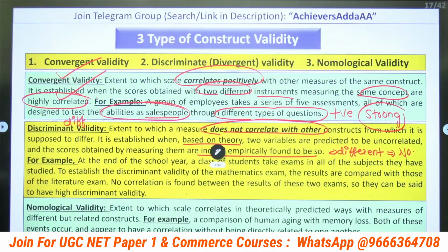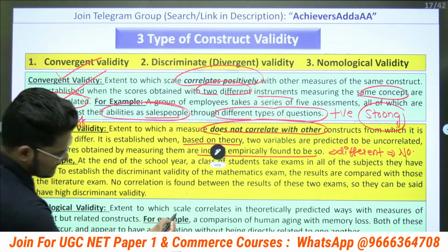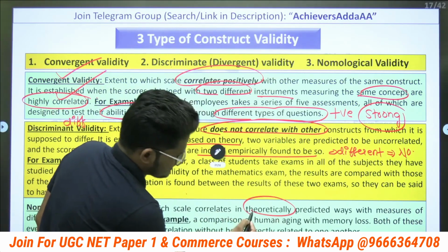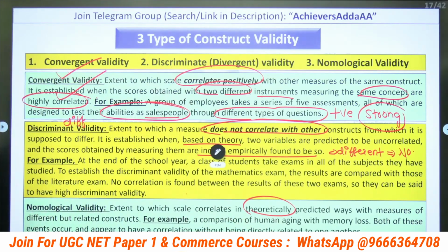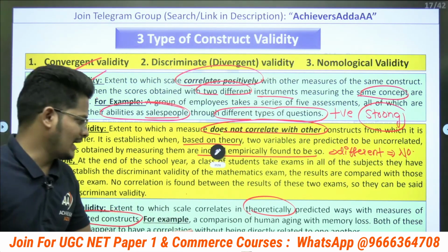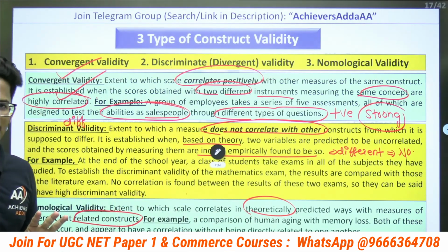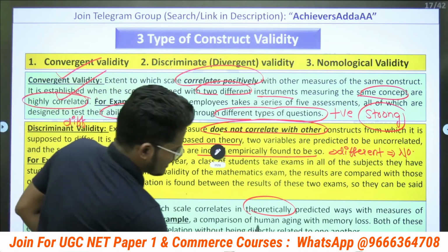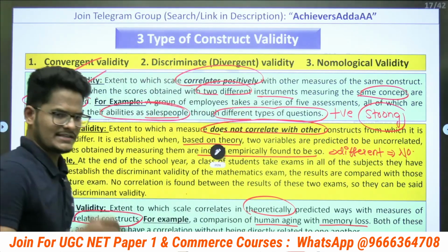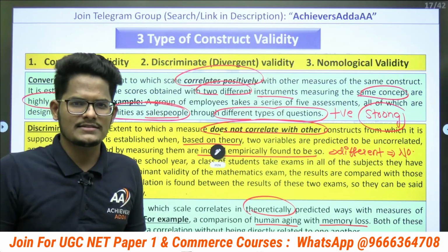Now look at nomological validity: a scale correlates in theoretically predicted ways with measures of different but related constructs only. You will not understand by looking at this statement. A comparison of human aging and memory loss. Look at the things. Human aging and memory loss. Based on the age, whether memory is going to last.